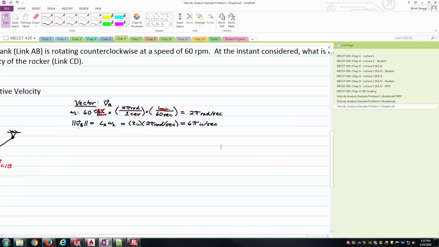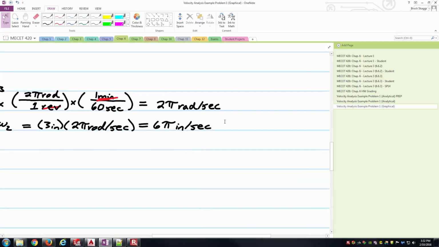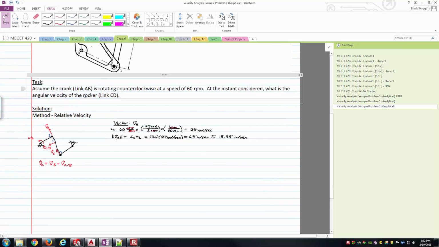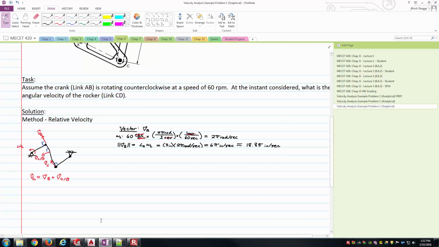I'll go ahead and make the note here on the screen that 6 pi inches per second is approximately 18.85 inches per second. So with that, now we can start going into the CAD side of things.